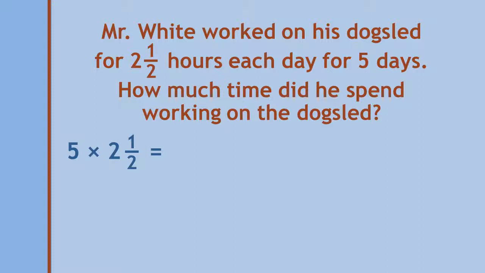This is the first time that we have been asked to multiply mixed numbers. Now we've been asked to multiply a whole number times a fraction, but never a problem like this where we have a whole number and then a mixed number. So there's a couple different ways that you can multiply mixed numbers, and I'm going to first show you what I would call the longer way to do them, and then I'm going to show you a little bit more of a shortcut. So the first way that you can do it is by using the distributive property.